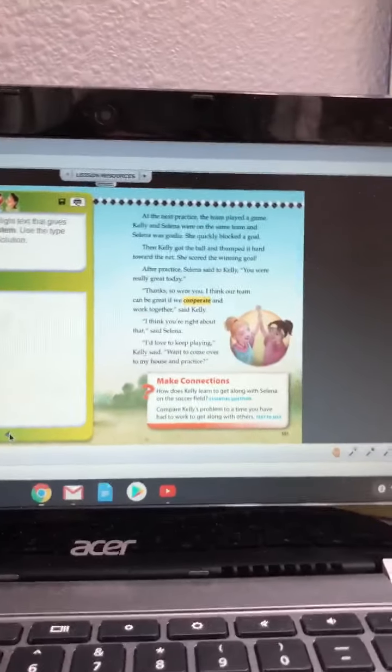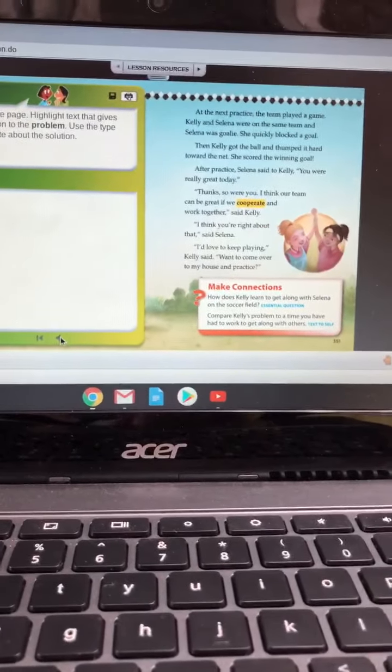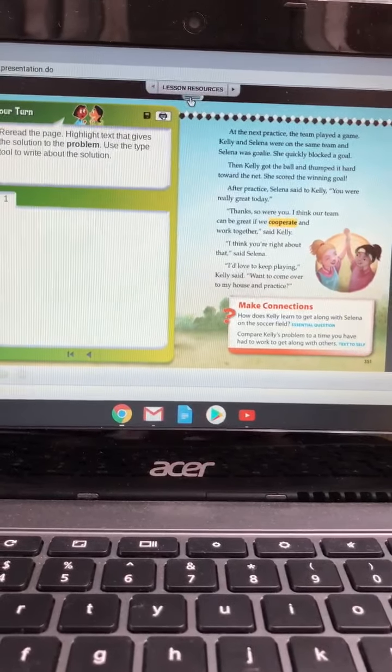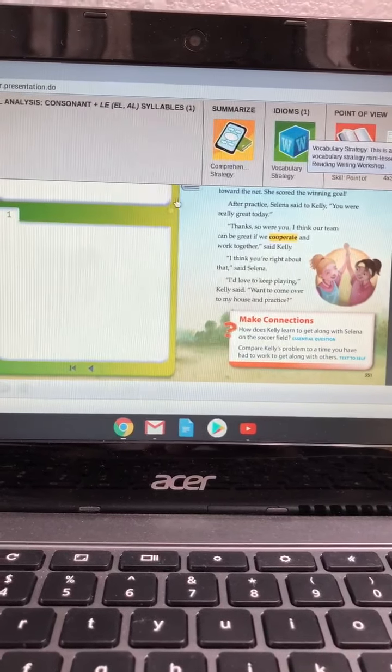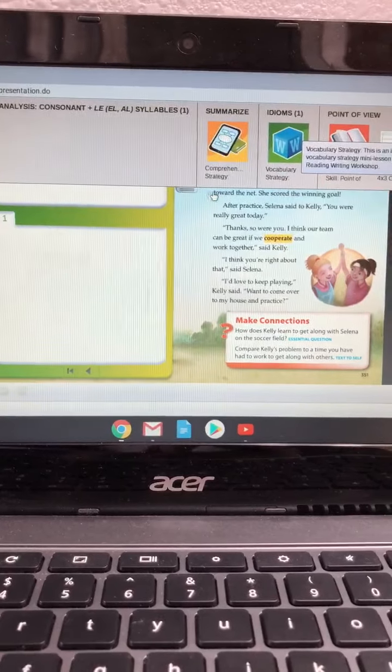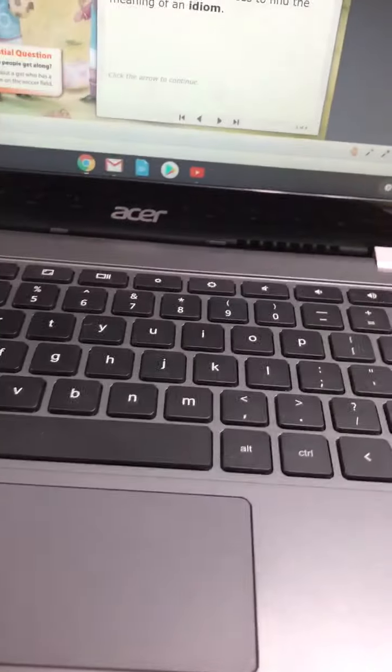Okay, so we've already talked about fiction a lot throughout the school year, but I just wanted to add that extra little thing that fiction also has a problem and a solution. Our next thing we're going to talk about are idioms. And I want you to get out your idiom matching worksheet.